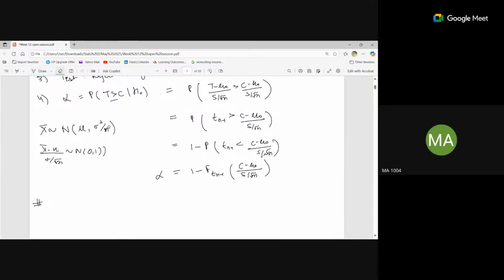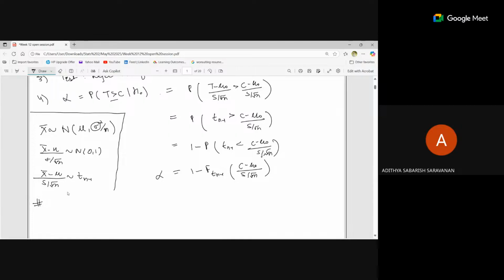Correct? So in the same way, if we don't have the variance, this thing is unknown to us. What we do? We use S, which is x bar minus mu divided by S upon under root n. Now if I'm using S, then this will be following t distribution with n minus 1 degree of freedom. Got the point? So S is the standard deviation of x bar, but we do S by root n, so that we get t n minus 1 distribution.